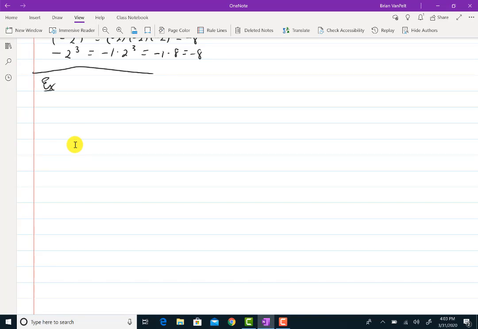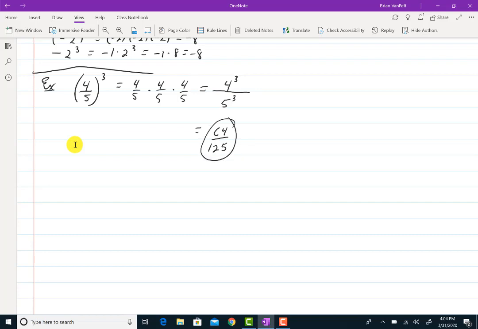Let's try 4/5 to the third power. So here we're going to have 4/5 times 4/5 times 4/5. And when you multiply these all together, you multiply the numerators together and you multiply the denominators together. You'll notice that the exponent will carry through to the numerator and the denominator, just like that. 4 to the third is 64. 5 to the third is 125. Let's try some other examples.